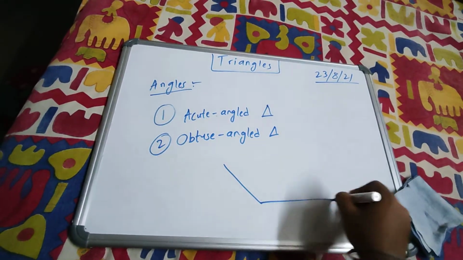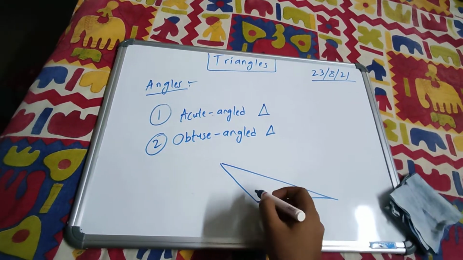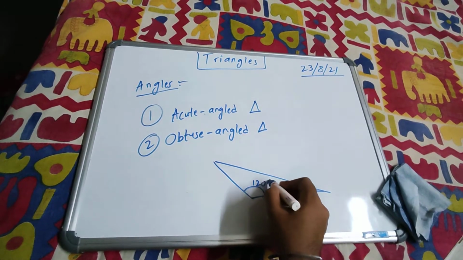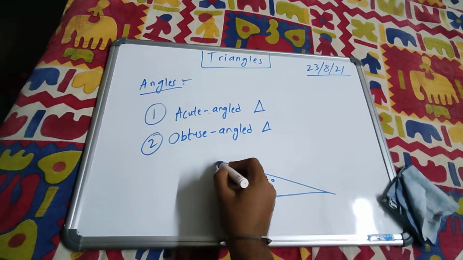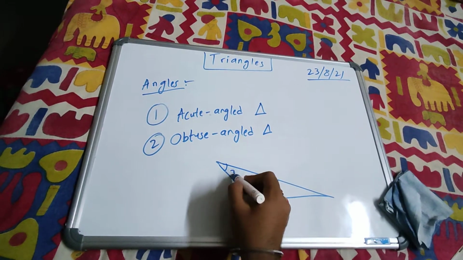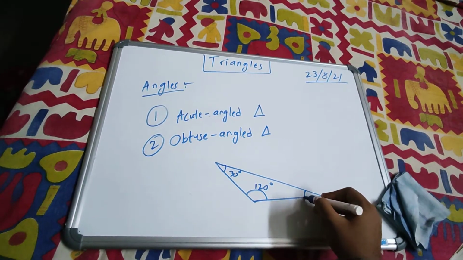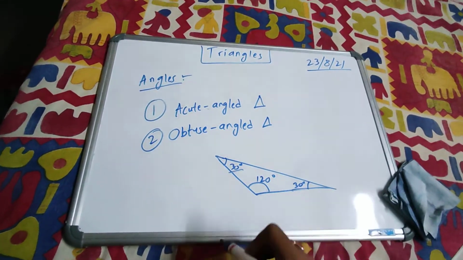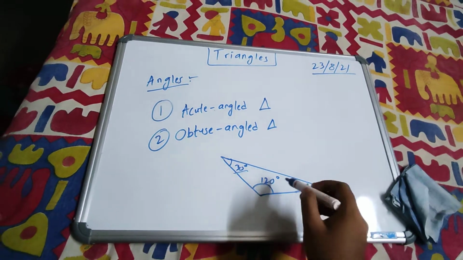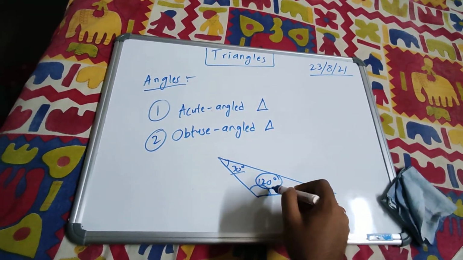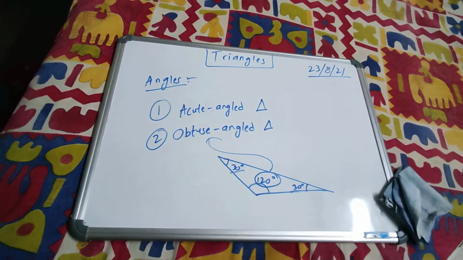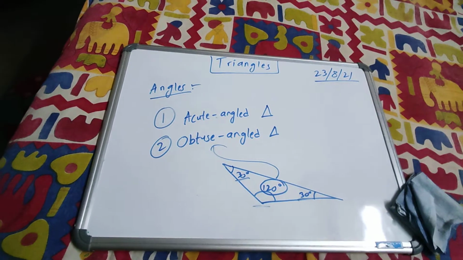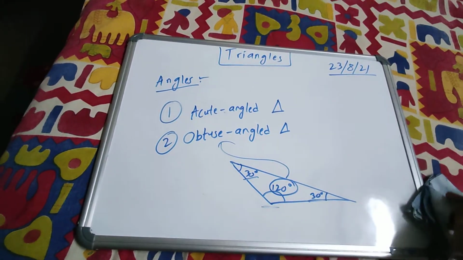Like say this triangle. As you can see, this angle is an obtuse angle. Let's say this angle is 120 degree. Let's say this angle is 30 degree, and this angle is also 30 degree. See, these two are acute, but is the name of the triangle acute? No. The name of the triangle will go after this angle. This is the obtuse angle, so this triangle will be an obtuse angle triangle, because one of the angles is an obtuse angle. Clear?